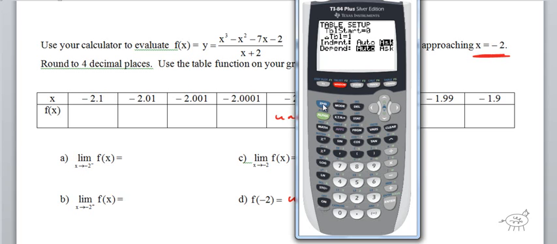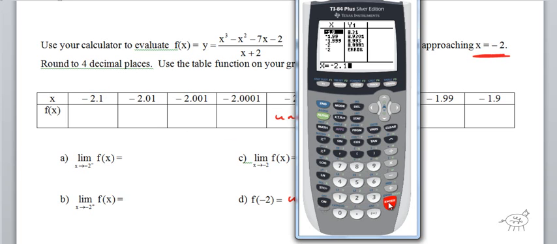Now what we're going to do is hit second, and go with the top right button. It's the second graph button, which you see in blue says table. So this is our table, and you may have values in here, so we're just going to type over these values. It doesn't matter what you have in there. I'm going to look at my numbers here, and I'm typing in negative 2.1.